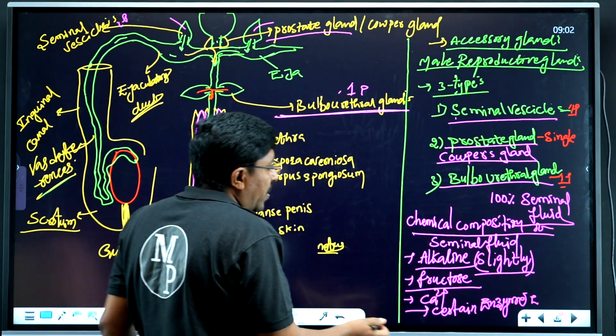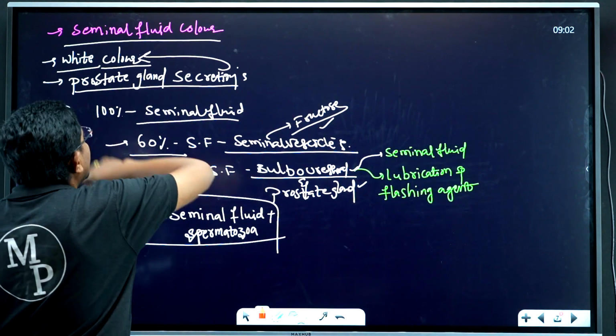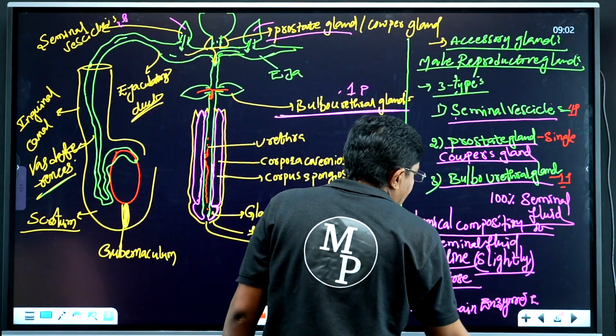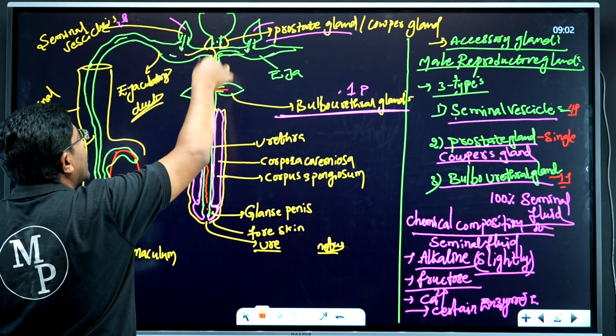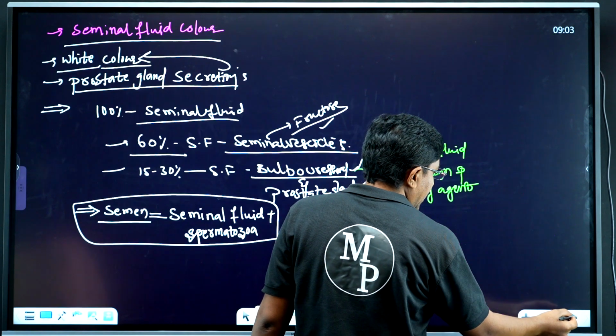It is one point here. These are some important points regarding seminal fluid. After that, we discussed the male reproductive glands, and next we go to the urethra.